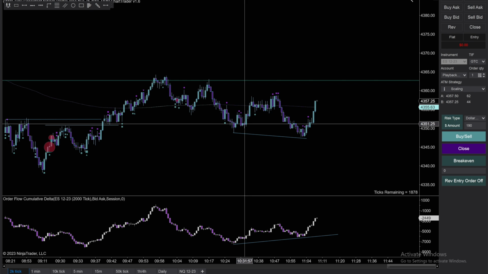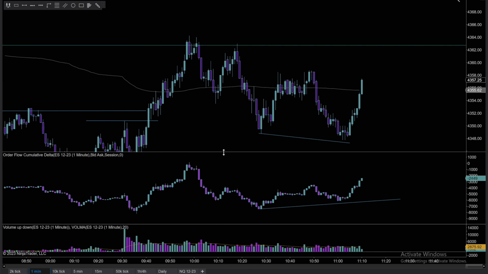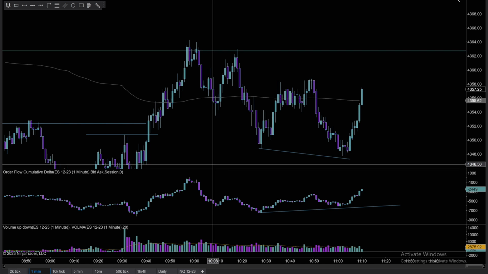But again, where do we get in? I don't like taking the breakout. So let's play this forward a little bit and see what happens. I'm going to go back to this 1 minute chart so you guys can see how this looks with both volume and delta on a traditional time-based chart.